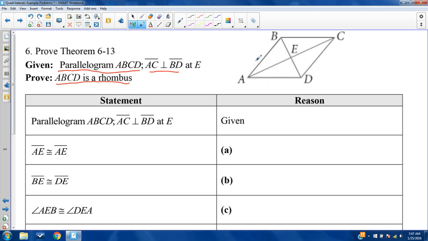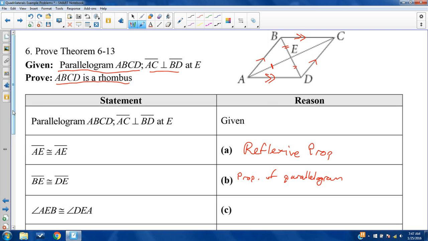So, parallelogram, what do we know? Opposite sides are parallel. AE is congruent to itself, which is something that we're going to be using here. It looks like that'll be the reflexive property. BE and DE are congruent to each other. That's one of the properties of a parallelogram. Diagonals bisect each other. So this diagonal here bisected this one, and these two parts are congruent.